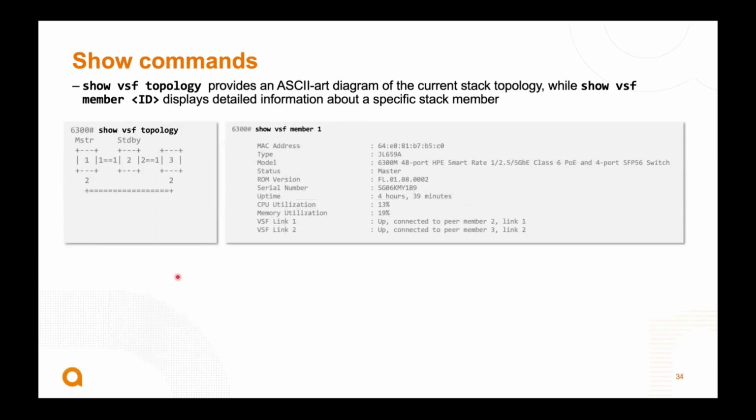Show VSF topology, no changes here. This is basically the same ASCII art representation of the connections between your stack members. If it's a ring topology, you get this little loop back connection between the ends of the stack. And show VSF member with the member ID gives you detailed information about a specific stack member. No changes to either of these commands in 10.7.